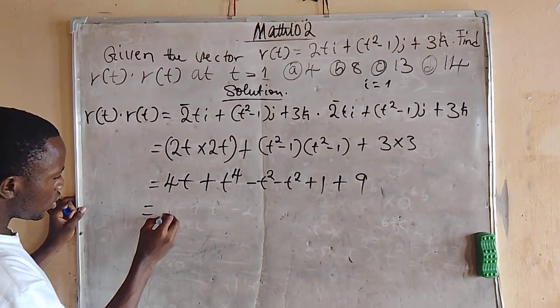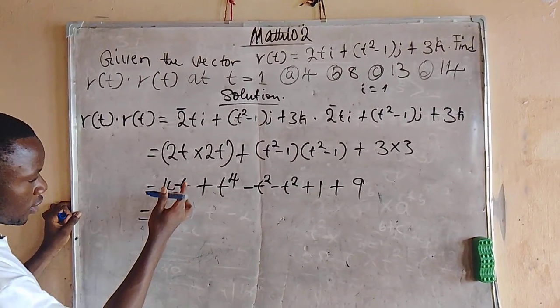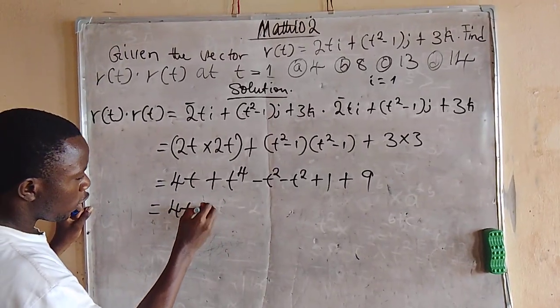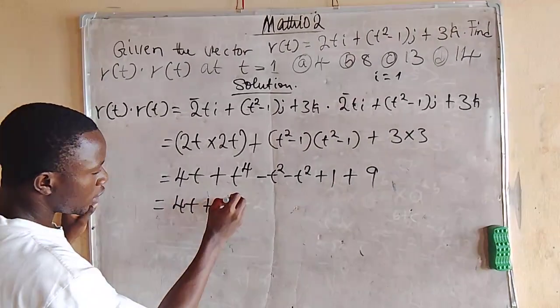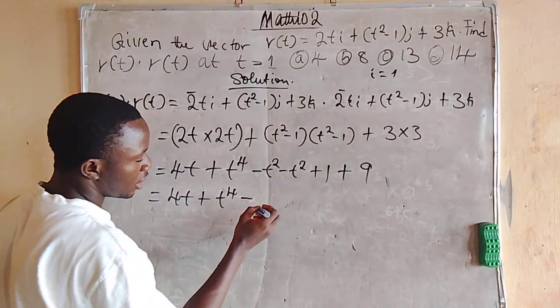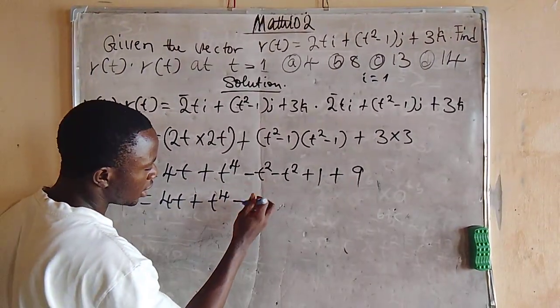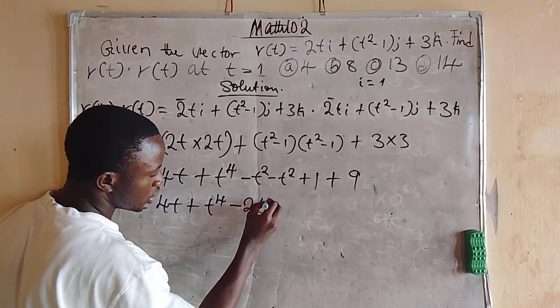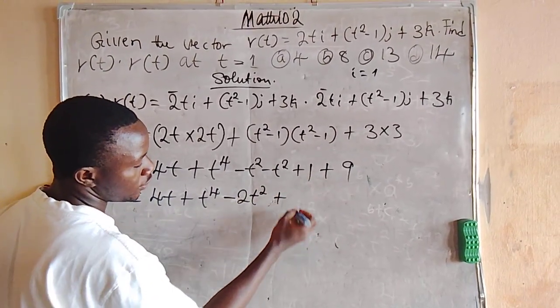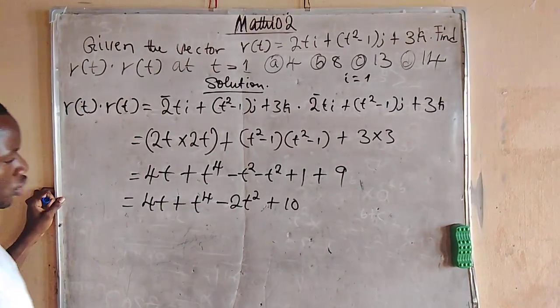So this is going to be equal to 4t, there's no like term here. 4t plus t raised to power of 4, sorry, this time around we add them together, minus 2t squared, plus 1 plus 9 will give you 10. So we have 10.